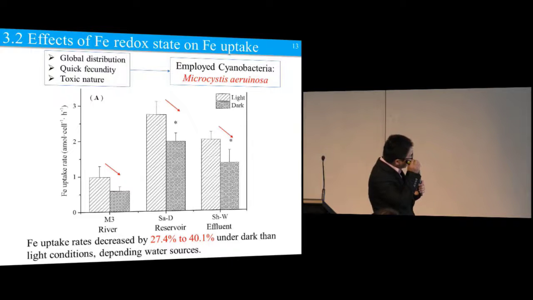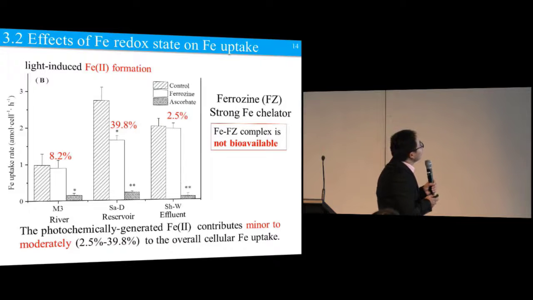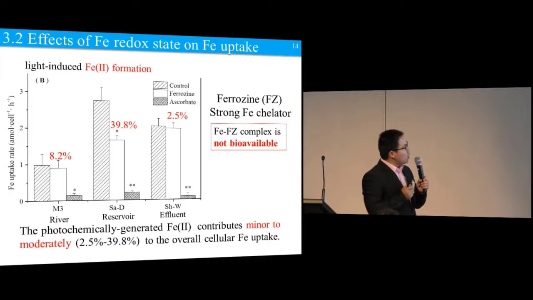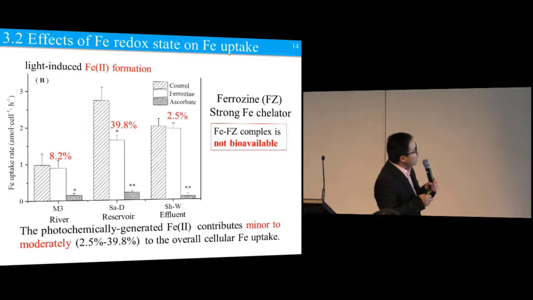We found that compared to the dark conditions, in the light condition, iron uptake decreased by about 30 to 40%. And we also added a very strong iron chelator, ferrozine, because the complex of iron and ferrozine is not bioavailable. So in this experiment, we added ferrozine to capture the photo-generated inorganic ferrous iron.